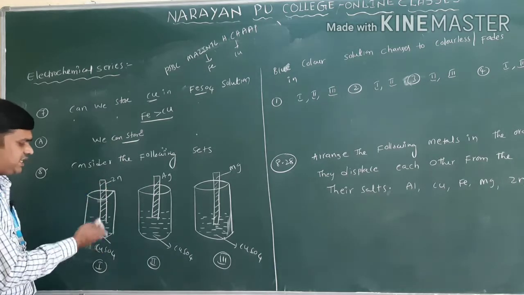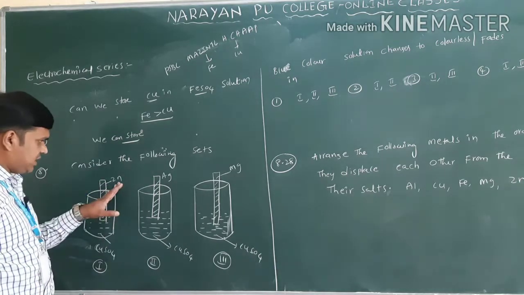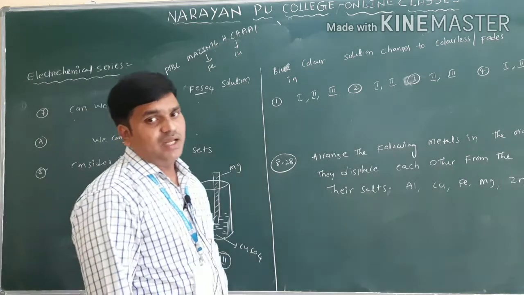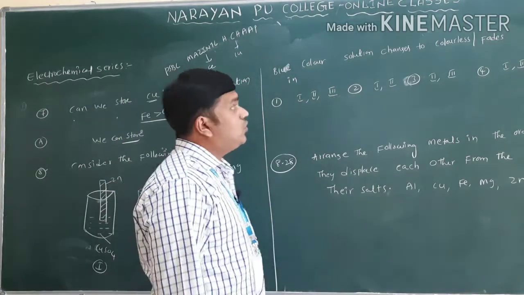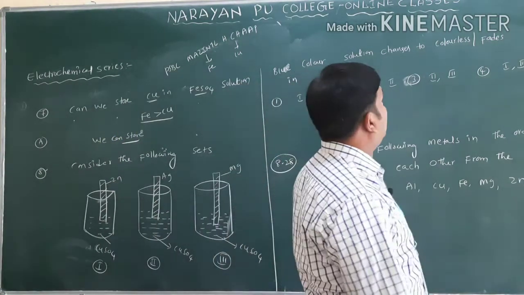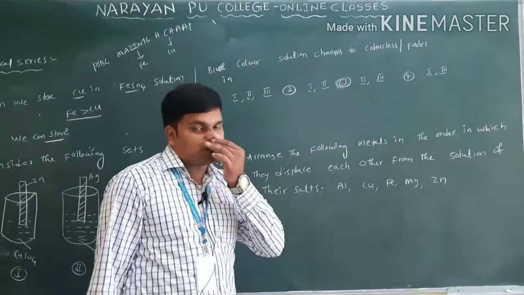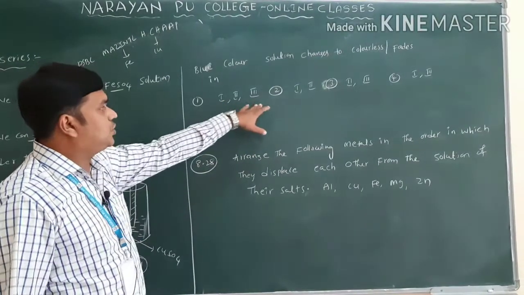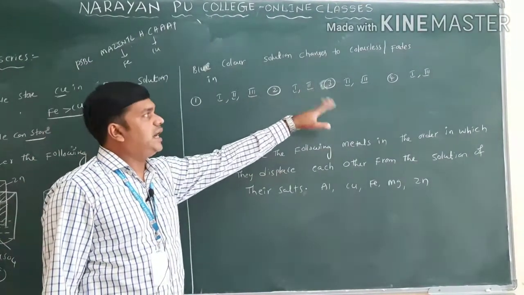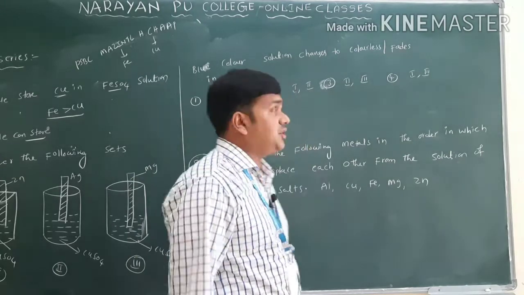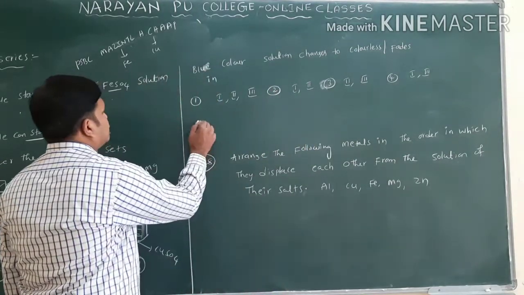First one has zinc, second one has silver, and third one has magnesium. Now we can see the question: the blue color of the solution changes to colorless or fades in which of the following options? First option 1, 2, 3; second option 1 and 2; third option 2 and 3; fourth option 1 and 3 only. Let us see the answer for this question.